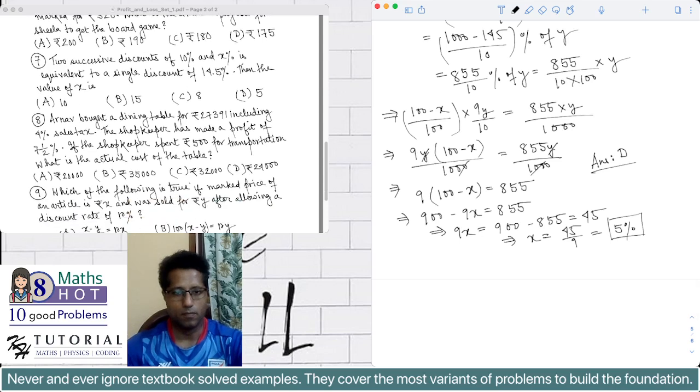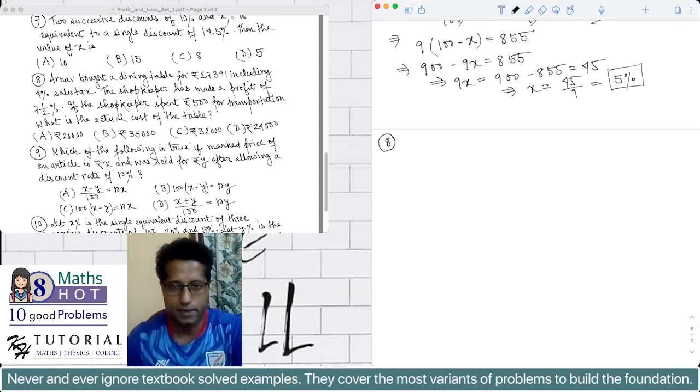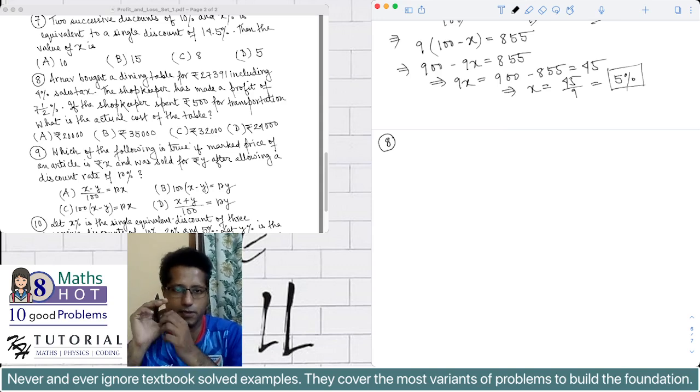Okay, let's do problem number 8. Arnav bought a dining table for rupees 27,391, including 4% sales tax. Okay, the shopkeeper has made a profit of 7.5%. Now, remember that sales tax is applied on the selling price.